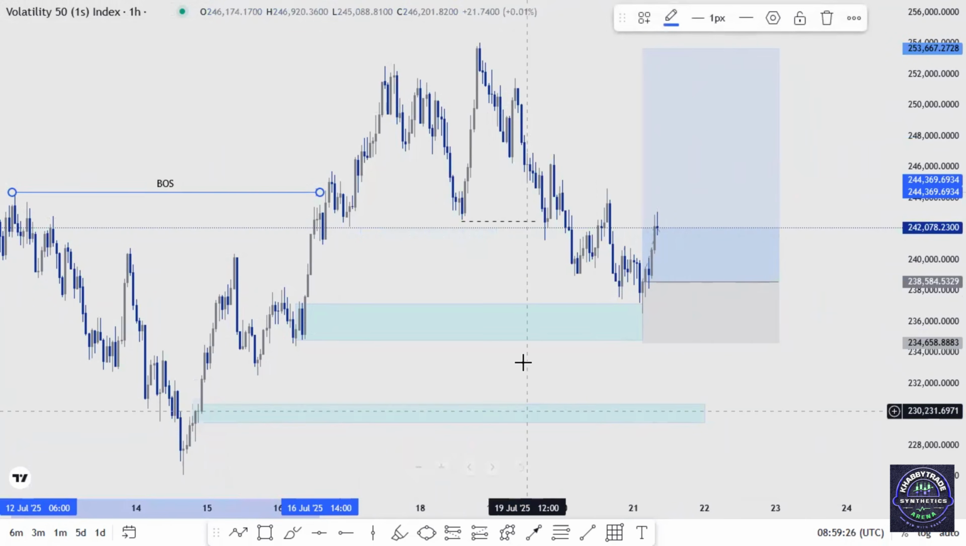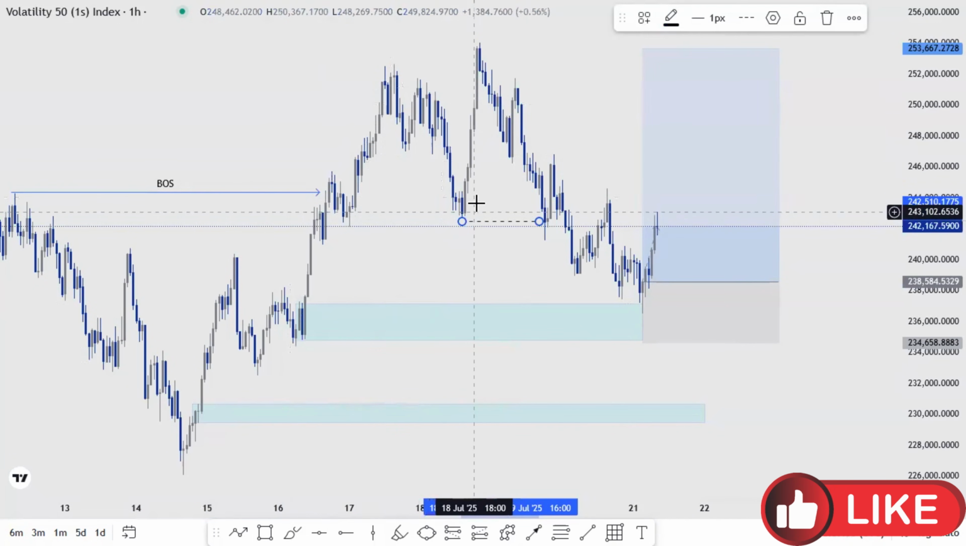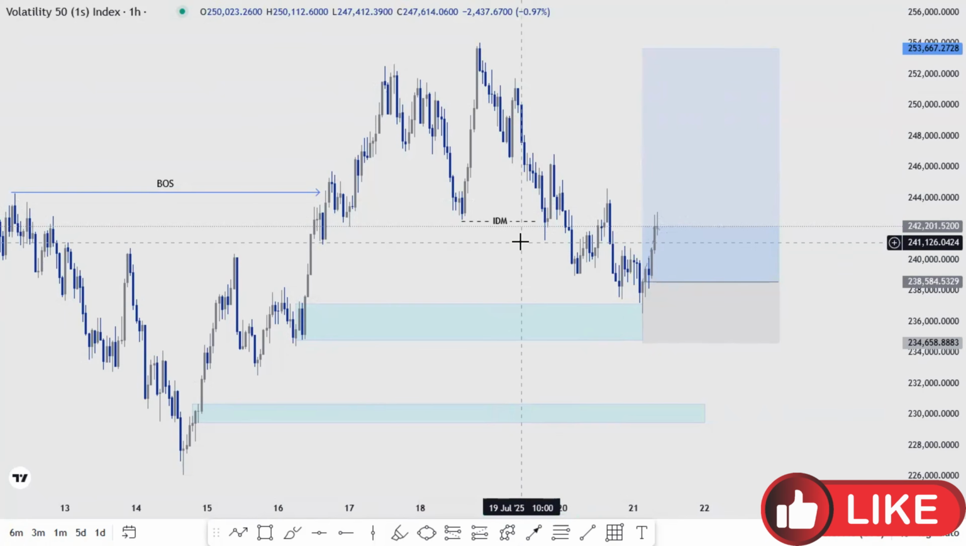We had this break of structure and we had this inducement over here. After the break of structure, we wait for inducement. So we had inducement over here. Now, right after inducement, we mark our points of interest.